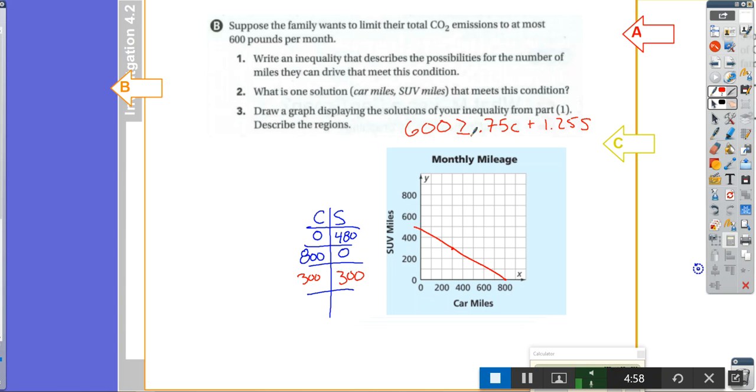So then let's pick a point that is not on that boundary line. Let's pick 0, 0 because that's really easy. And if I don't drive the car and I don't drive the SUV, will I stay under 600 pounds of CO2? And the answer is clearly yes. So therefore, every point inside this region is going to satisfy my desire of having exactly or less than 600 pounds of CO2. Not too bad.